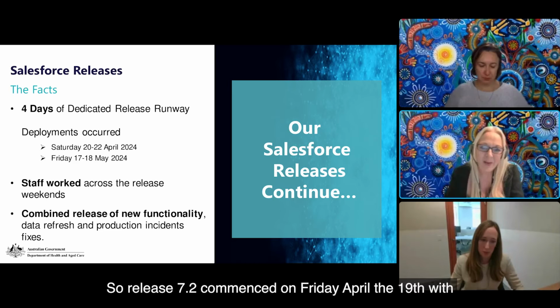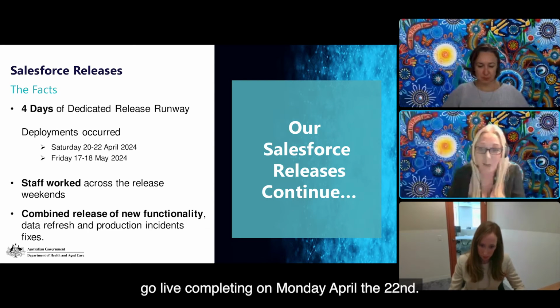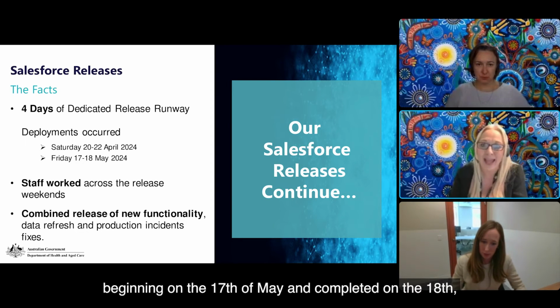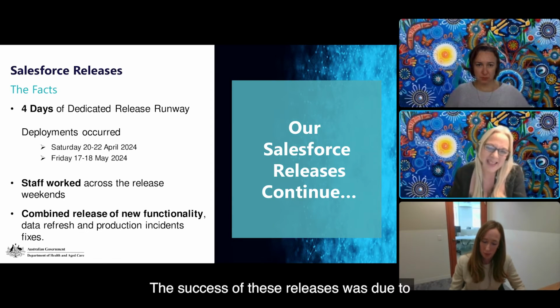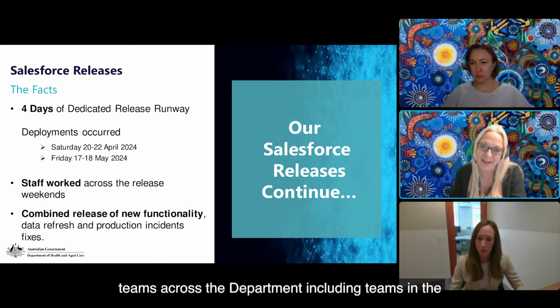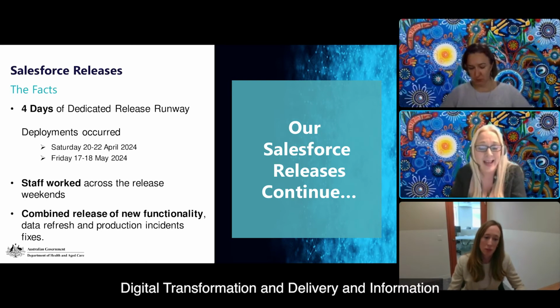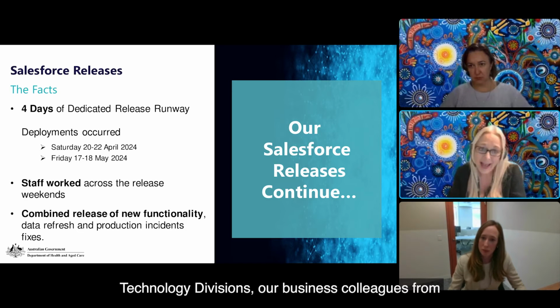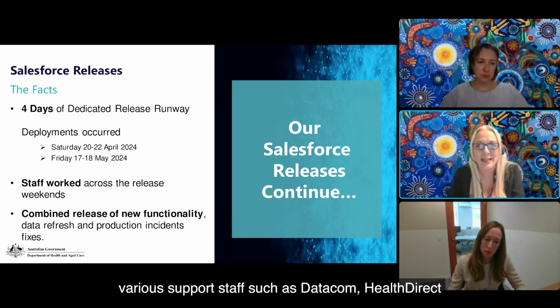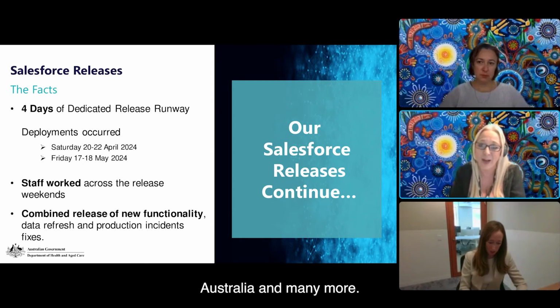Let me share some interesting details about these releases. So Release 7.2 commenced on Friday, April the 19th, with go live completing on Monday, April the 22nd. This was followed by our second release, 7.2.1, beginning on the 17th of May and completed on the 18th last weekend. The success of these releases was due to the collaborative, hardworking effort, as always, of various teams across the department, including teams in the digital transformation and delivery and information technology divisions, our business colleagues from the various divisions, service integrators and various support staff such as Datacom, Health Direct Australia and many more.